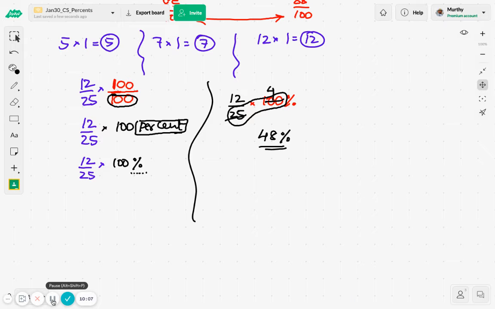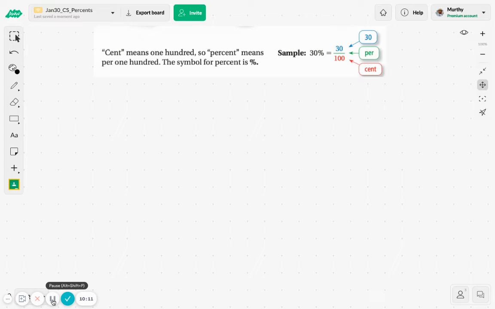If you have any questions, you may send an email. And next, the same concept already discussed here. That is cent. Cent means 100. So percent means per 100. So here 30% means 30 per 100. Okay, then let's go to the next page.